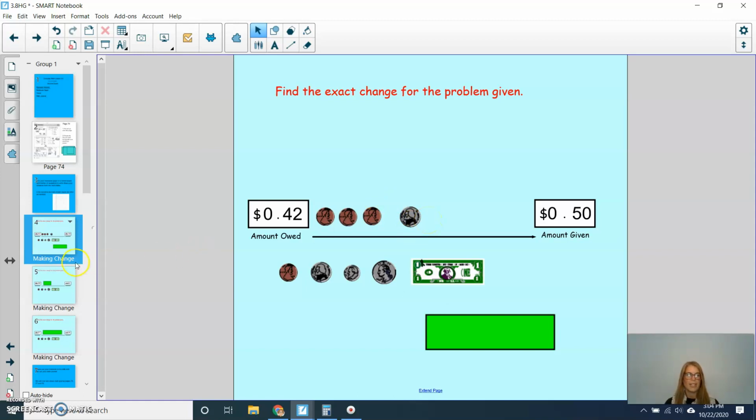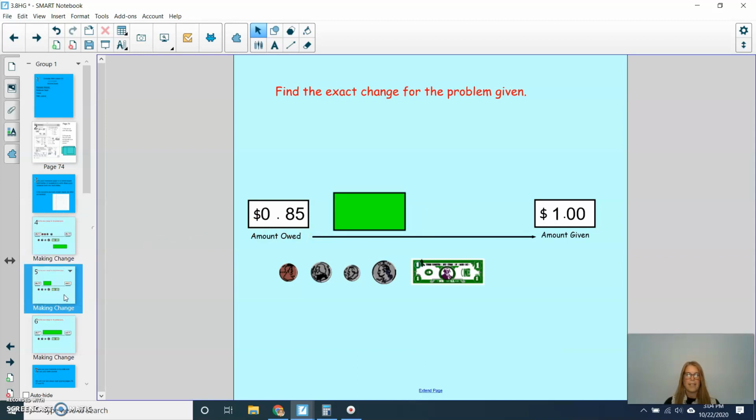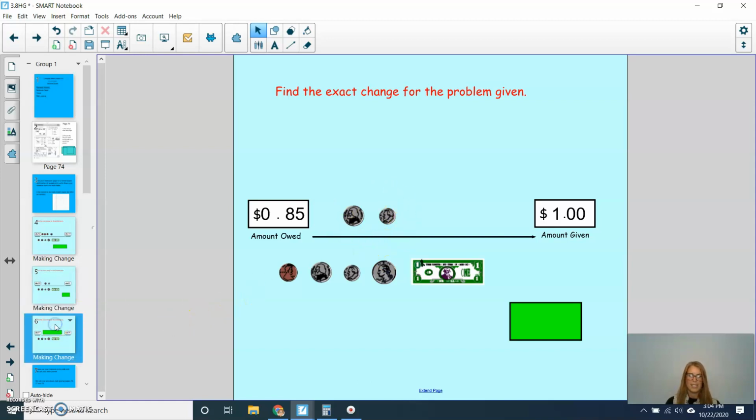Let's try 2 more like this. If I'm at 85 cents and I'm trying to get to $1, how much change would I get back? Can you press pause and then play? So if I'm at 85, I would add a nickel to get me to 90, and then a dime would get me to $1. So 5 plus 10 is 15. So the amount of change that I would get back would be 15 cents. We'll try one more like this.